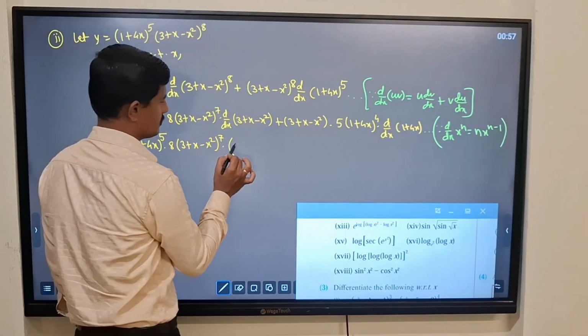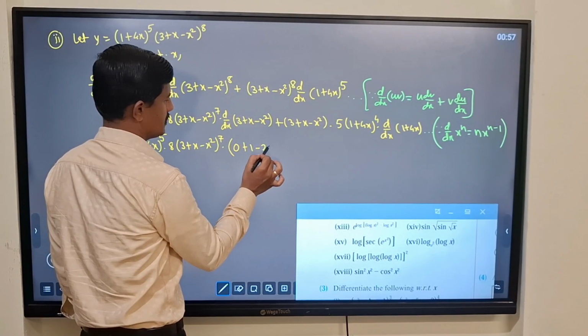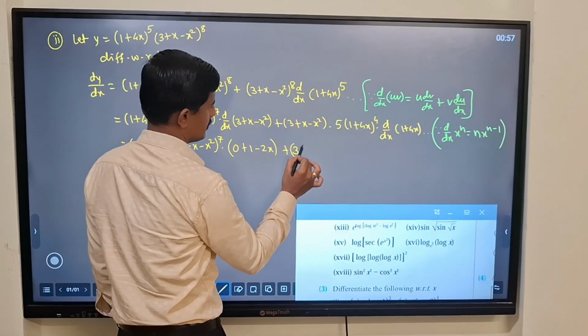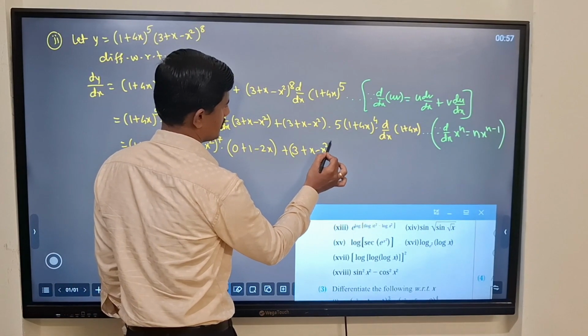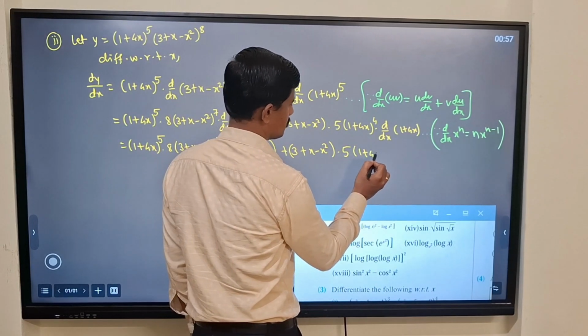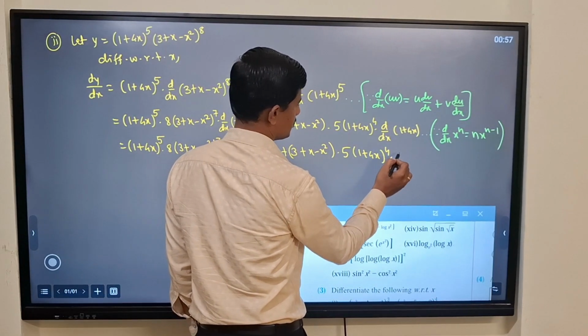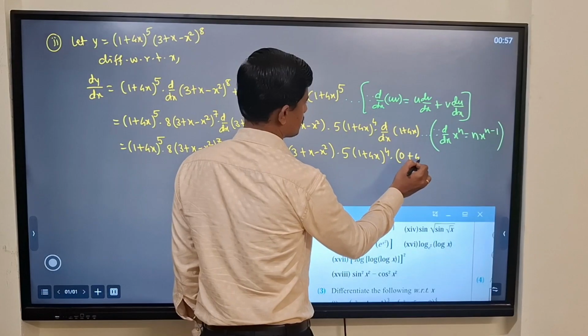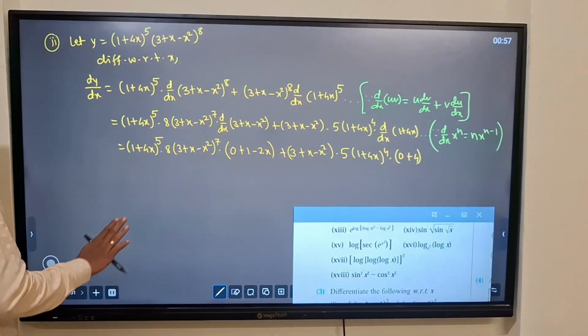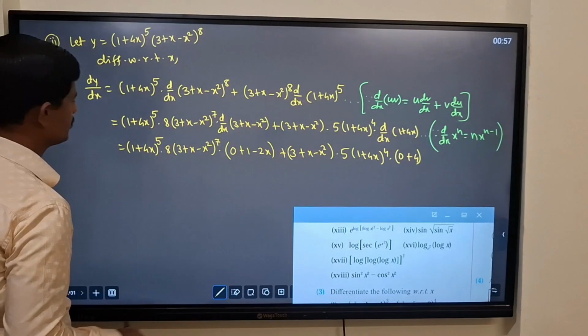Now differentiation of this is what? 0 plus 1 minus 2x, plus (3 + x − x²)⁸ differentiation, okay, so 5(1 + 4x)⁴, and differentiation of this is what? 0 plus 4. Now if you want to simplify more, it's okay. If you don't want, then write down these terms and that will be your answer.